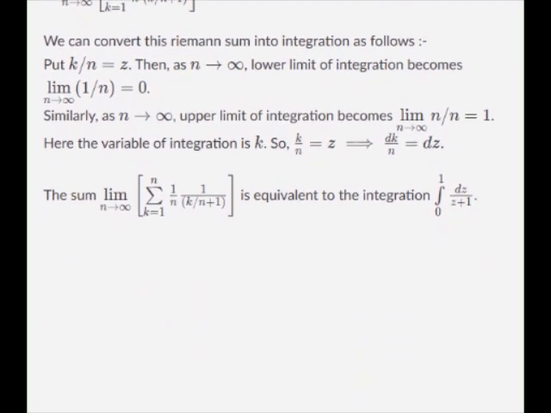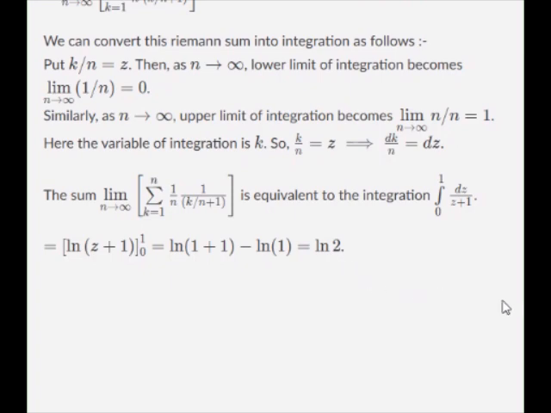Now we can easily solve this integration, and this integration is equal to log of (z plus 1), where after applying limits, this is log of (1 plus 1) minus log of 1, which is equal to log 2. Now this is the answer.